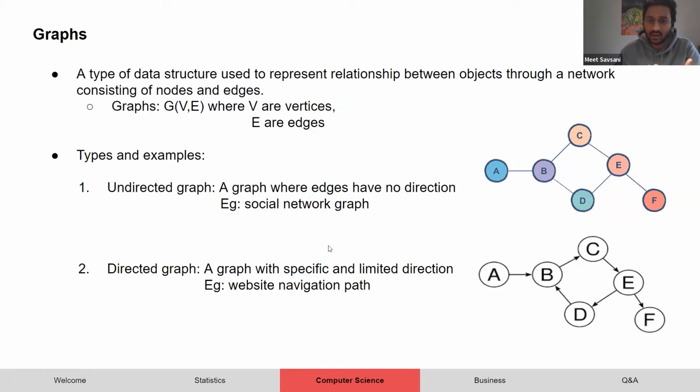It's pretty easy, and some examples of directed graphs are website navigation pages. For example, a website navigates you from home, product, to whatever you want, okay? And for the undirected graph, one example is a social network graph.